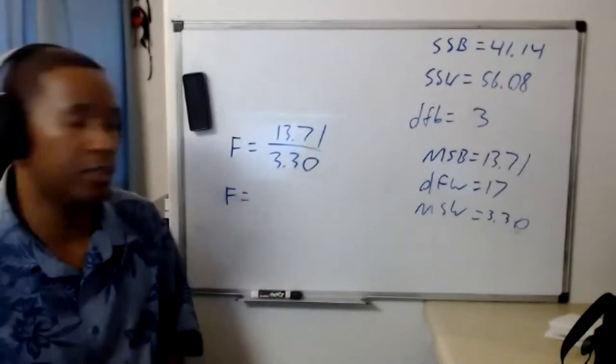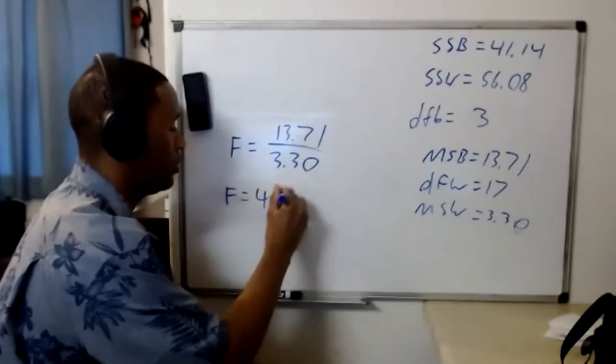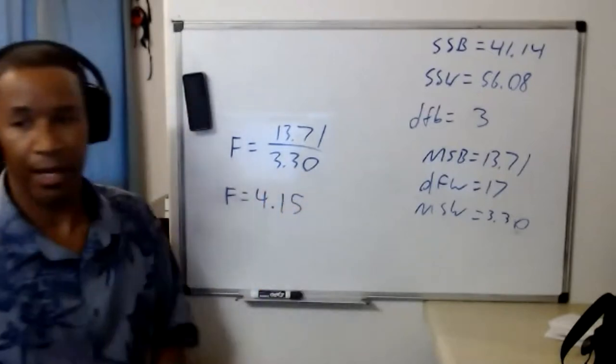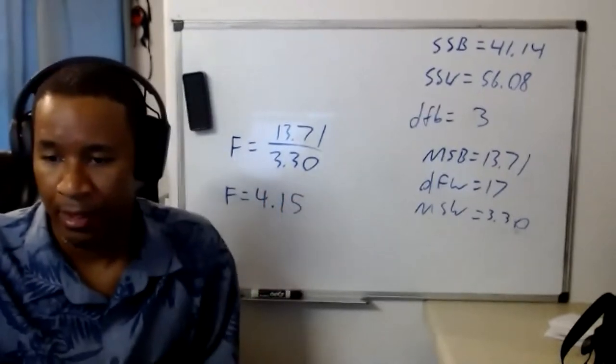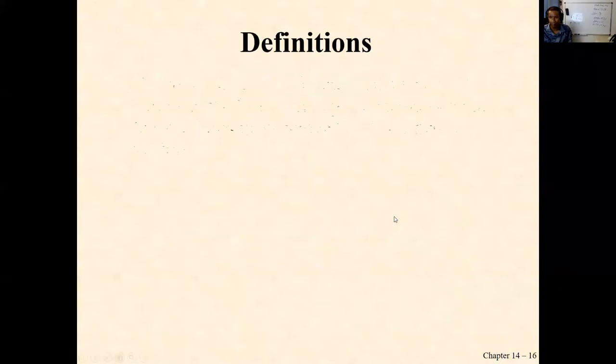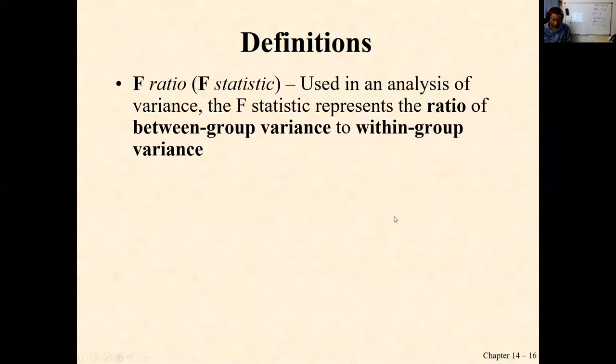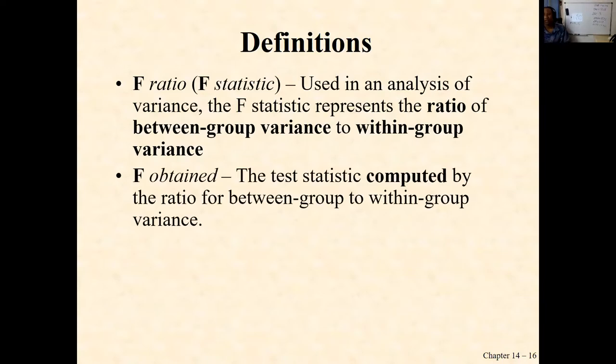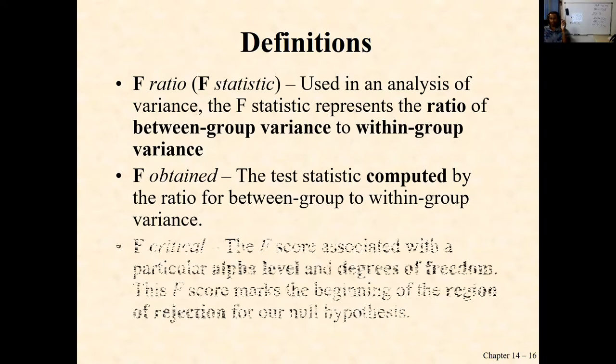4.15. Good. So now that we have our F obtained, again, F ratio, a different term for F obtained or F statistic, is used in analysis of variance. The F statistic represents the ratio of between group variance to the within group variance. F obtained is just the name that we use for our F that we calculated.